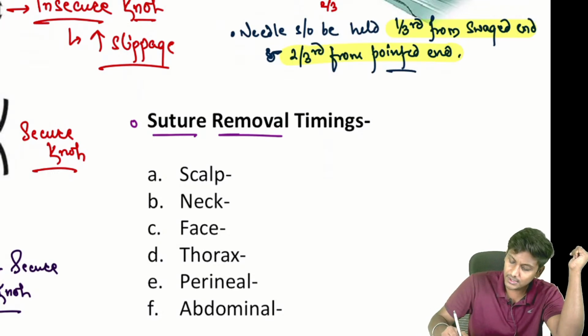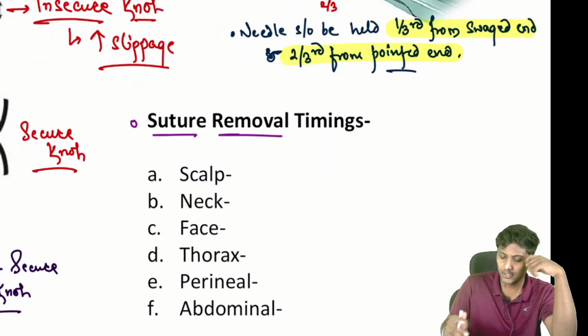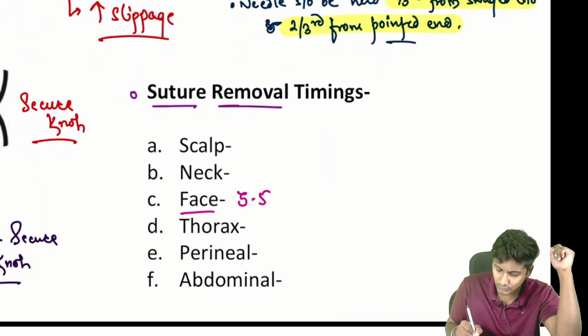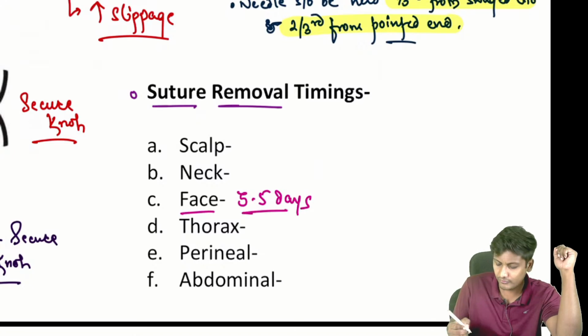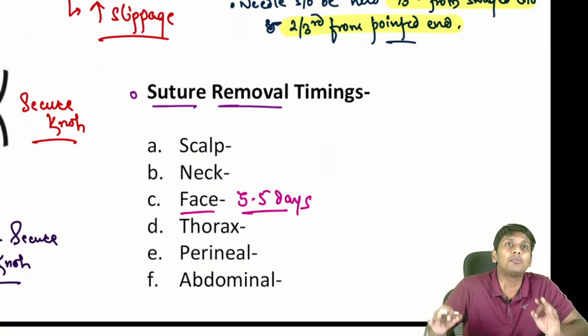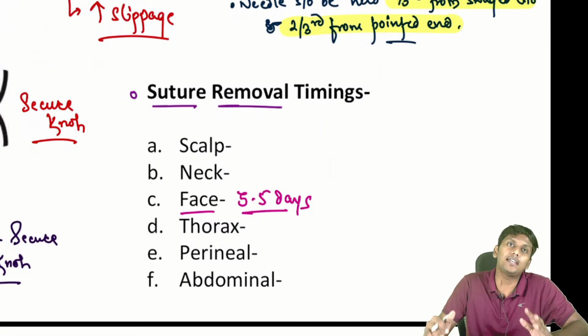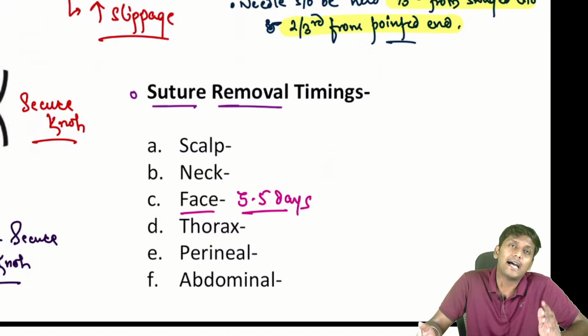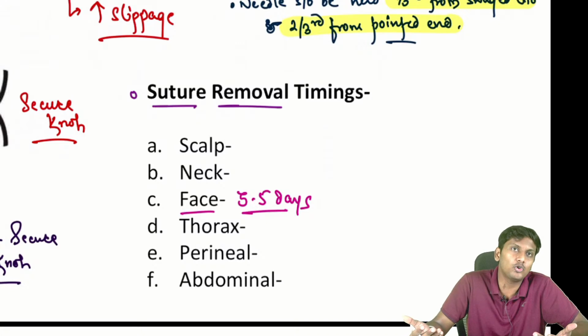Okay. Which sutures are removed earliest? The earliest to be removed are the face sutures. They are removed as early as 3 to 5 days. The reason is, if a suture stays over a site for a longer duration of time, it is going to leave a mark. And on the face, definitely nobody wants a mark.